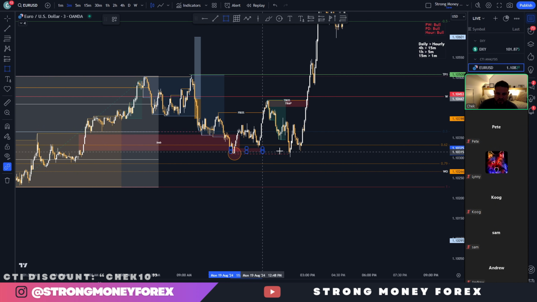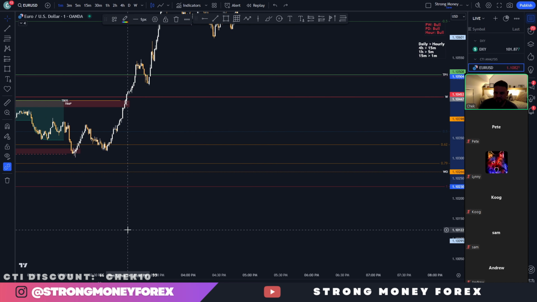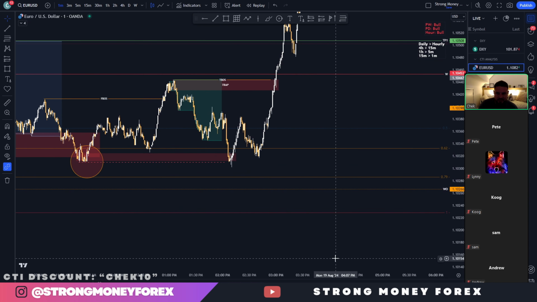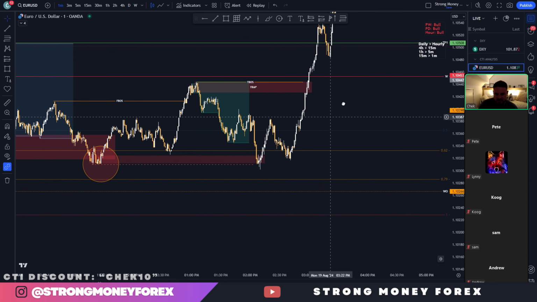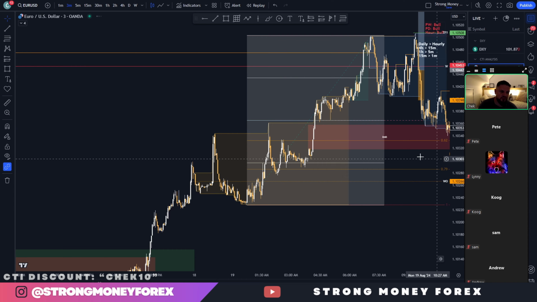Sweep, and then we're looking for the MSU pattern, which we get here. Really, really clear MSU. So we've got structure, all these structural points. They're swept, they're raided, engulfing pattern, stop below the low. Really, really lovely trade. So that is one of my favorite, if not my favorite, reversal pattern.